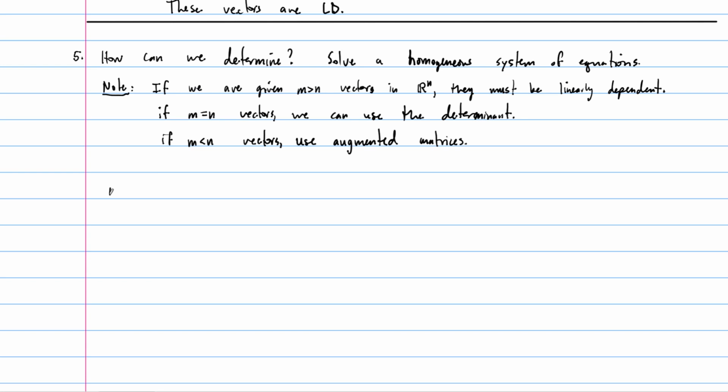So here's an example where we are given, let's say, 3 vectors in R3. In this case, (1, 1, 1), (1, 1, 0), and (1, 0, 0). And the question is, are these linearly independent or linearly dependent? So independent or dependent?